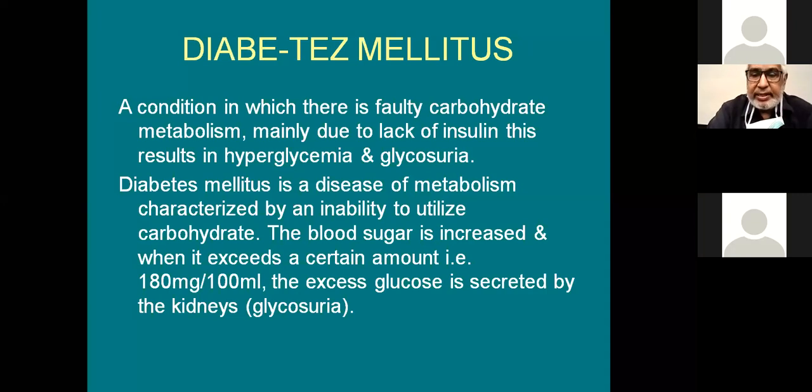The blood sugar is increased, and when it exceeds a certain amount, that is about 180 milligrams per 100 milliliters, the excess glucose is secreted by the kidney. This condition we call glycosuria. So when the blood sugar is increased beyond certain limits, the excess glucose is secreted by the kidneys. This condition is known as glycosuria.